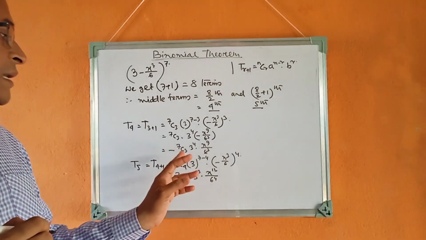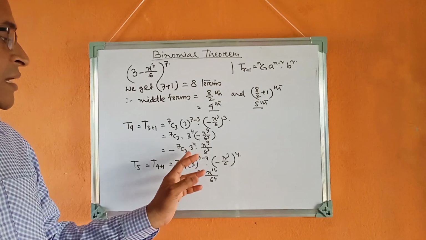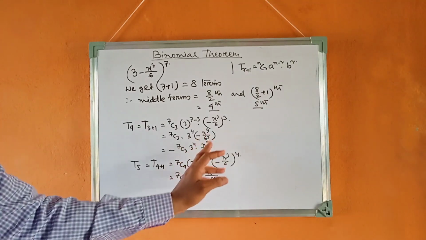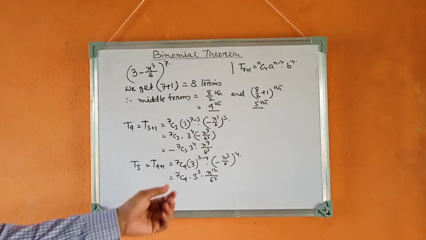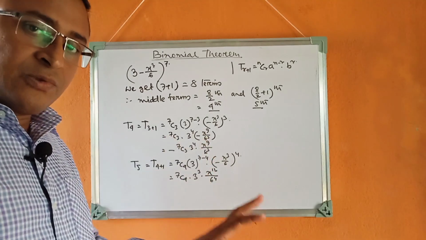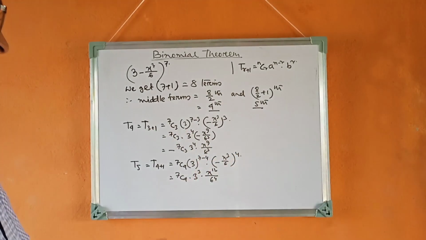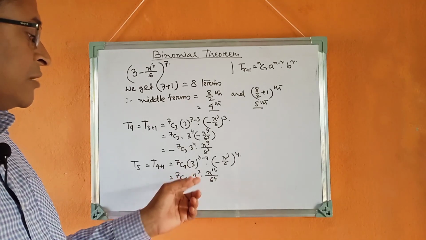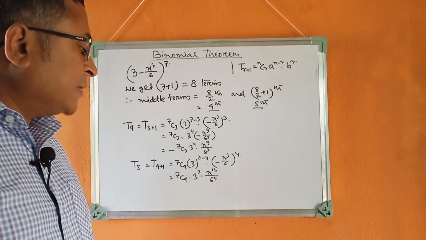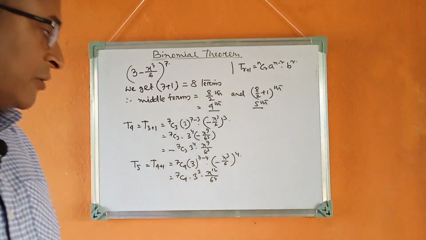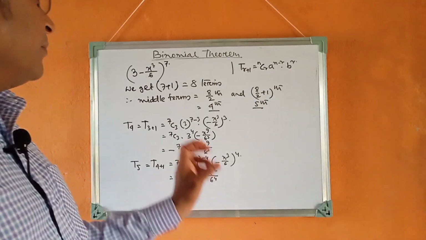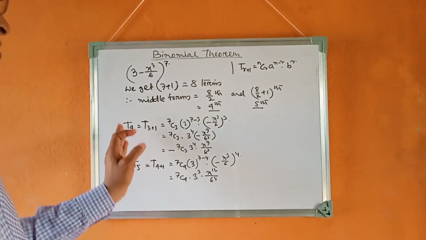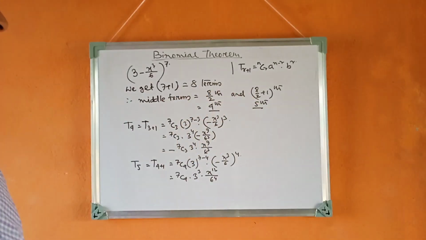We get two middle terms. One is minus 7C3 into 3 to the power 4 into x to the power 9 divided by 6 cube, and calculate it. And then the fifth term, that is 7C4 into 3 cube into x to the power 12 divided by 6 to the power 4. Okay, these are the middle terms. There are two middle terms, one is the fourth term and another one is the fifth term.